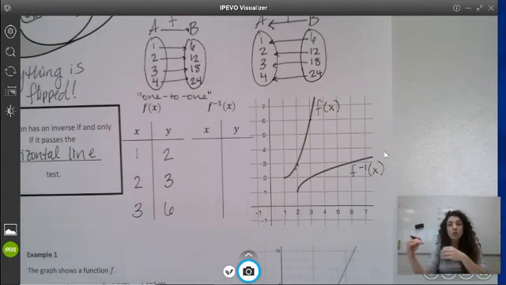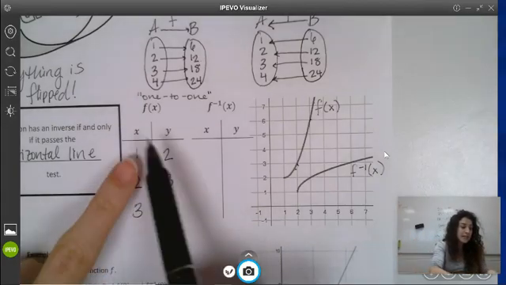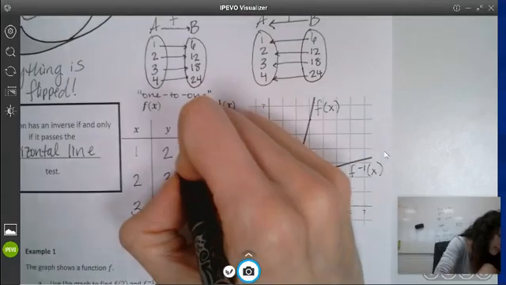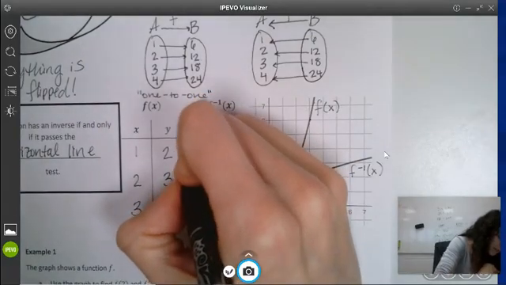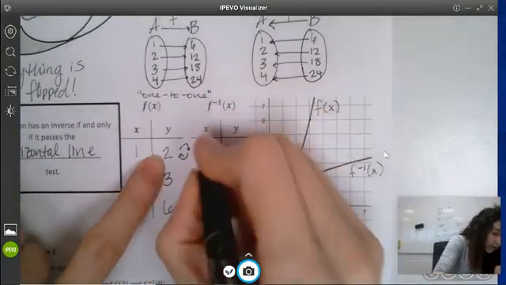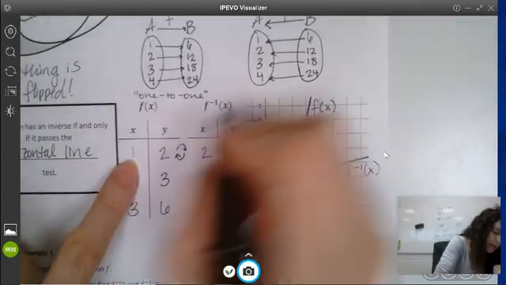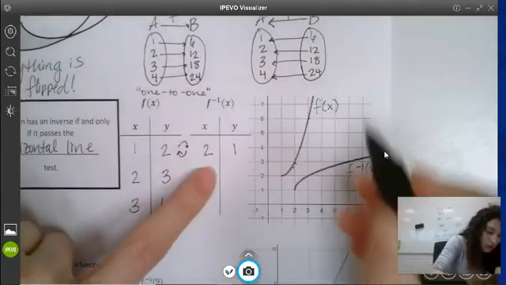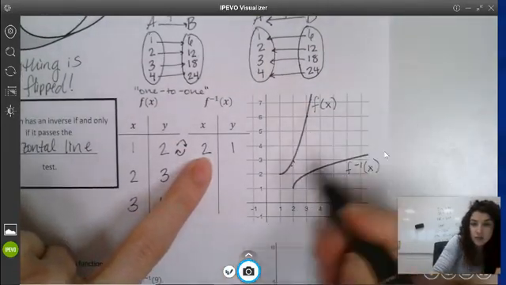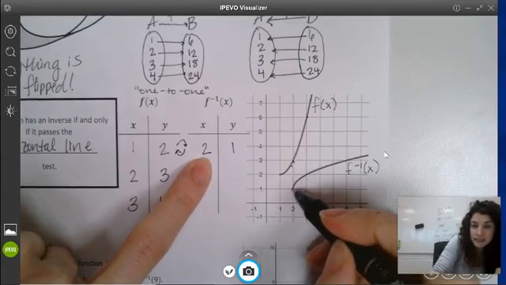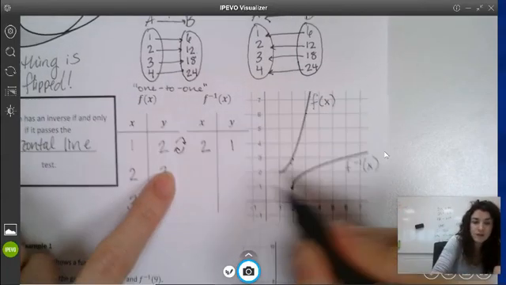If I wanted to find the new points of my inverse function, all I have to do is take each of these original points and flip them. My y now becomes my x. My x now becomes my y. And check it out. Going to your inverse, (2, 1) is a point on the inverse.